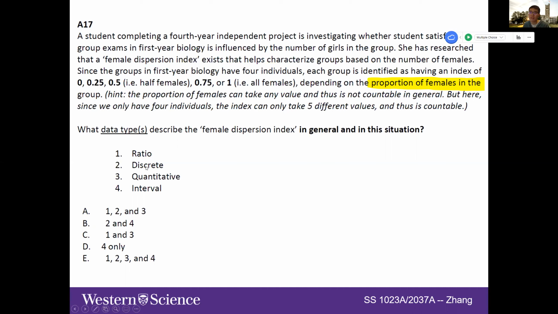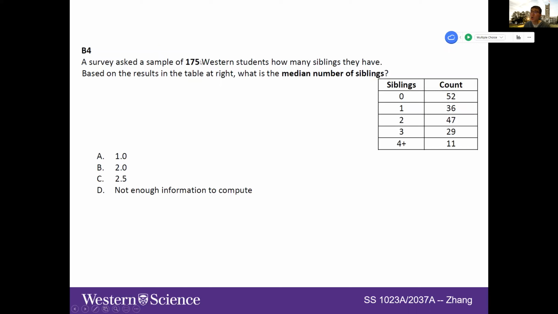For B4, to tell the median of the number of siblings, it depends on the sample size we have. We have 175, and if we divide it by 2, we get 87.5. To determine the median, we round it up, which is 88. Then for these counts, we determine it by the cumulative counts: we have 42, and so on, so the 88th belongs to this part.